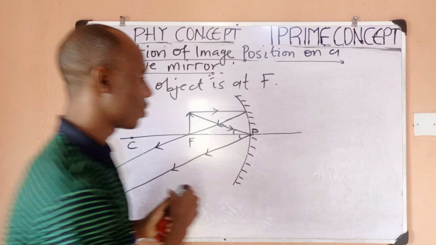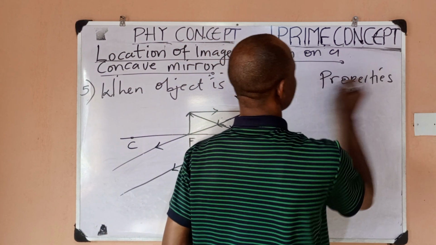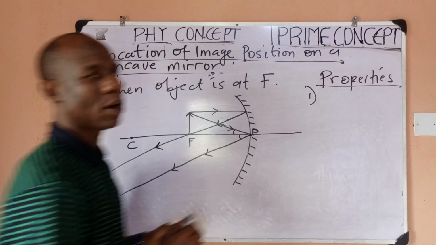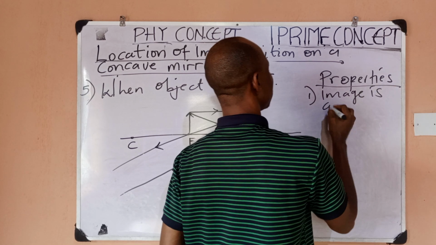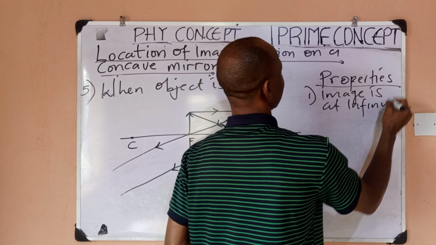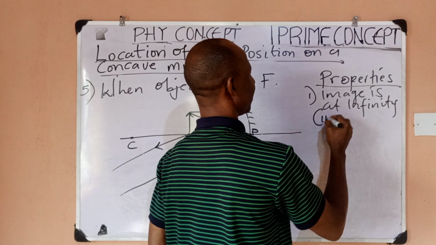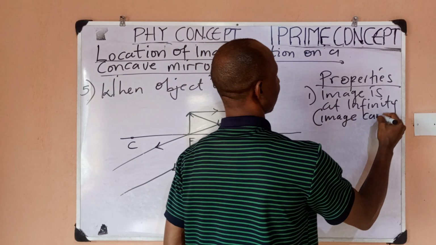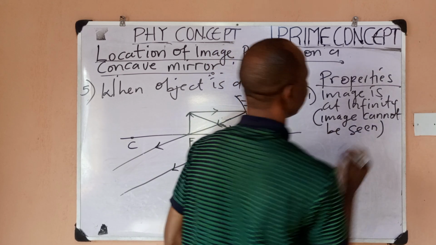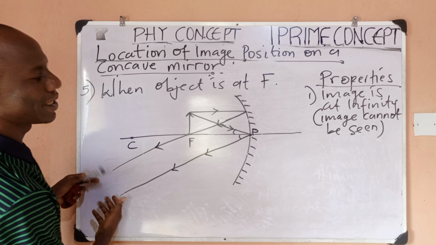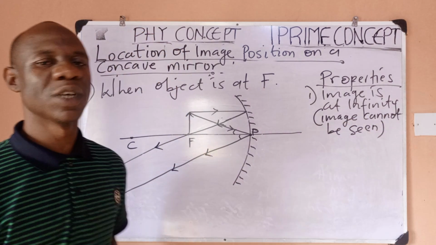So let's list the properties of this image. Number 1, the image is at infinity. But the better thing to say is that the image cannot be seen. This is a better term to use. So either you say the image is located at infinity, or you say the image cannot be seen.